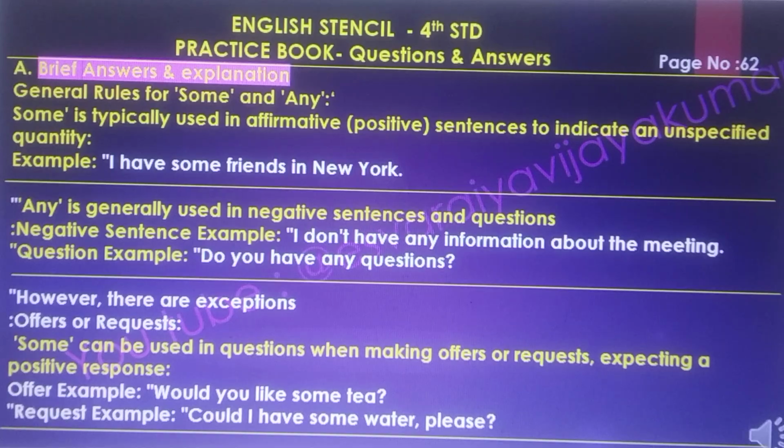However, there are exceptions for offers or requests. Some can be used in questions when making offers, requests, or expecting a positive response. Offer example: would you like some tea? Request example: could I have some water please?